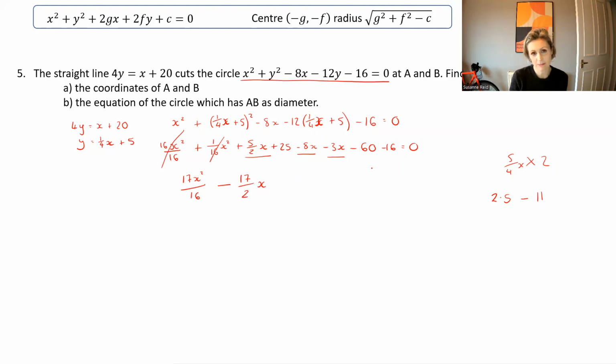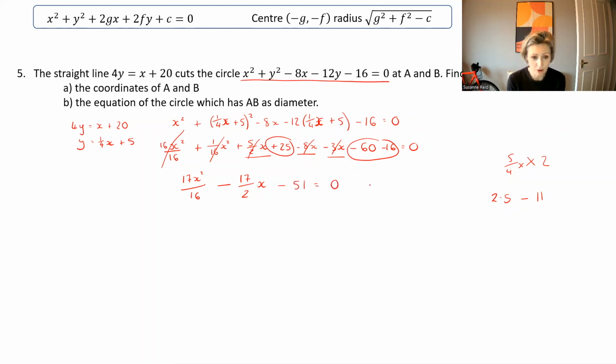If this is a calculator paper, you're laughing, but I'm not using a calculator in case it's not. So 25 take away 60, take away 16. So 25 take away 60 is negative 35. Take away another 16 is negative 51.